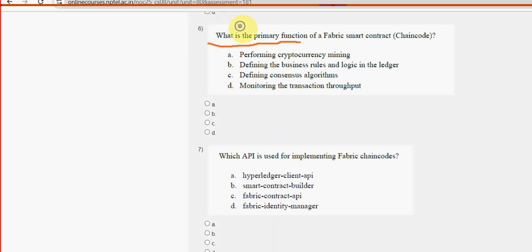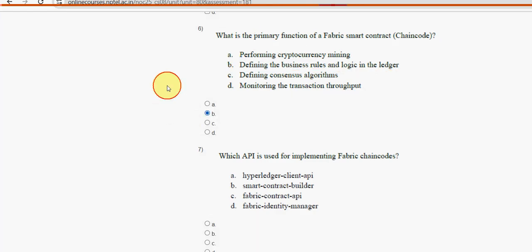What is the primary function of a Fabric smart contract, chaincode? So for the sixth question, option B: defining the business rules and logic in the ledger. So mark option B as the probable solution for the sixth question. Now let's move on to the seventh one.